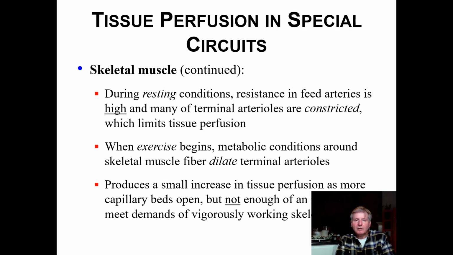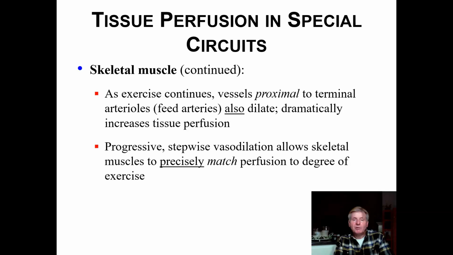That limits tissue perfusion. But when you begin exercise, the metabolic conditions around your skeletal muscle will dilate those terminal arterioles. That produces a small increase in tissue perfusion as more capillary beds open up, but not enough of an increase to meet the demands of your vigorously working skeletal muscle. As you continue exercise, the vessels proximal to the terminal arterioles, the feed arteries, will also dilate, and that dramatically increases tissue perfusion. You get this progressive, stepwise vasodilation, which allows your skeletal muscles to precisely match the perfusion to the degree of exercise.